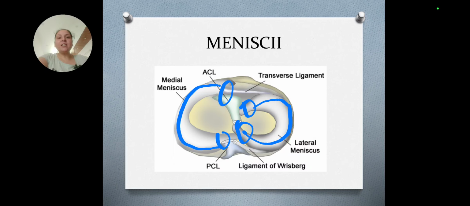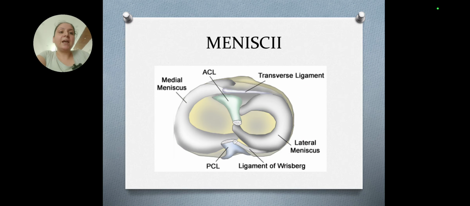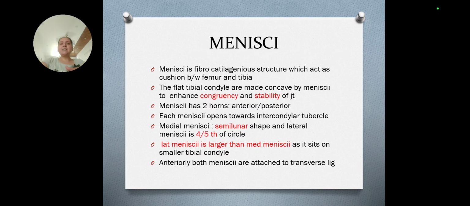Fine. And if you can see, on the anterior surface, it is supported by a transverse ligament. So these are the important structures. I am telling this again: the medial meniscus is semi-lunar in shape, the lateral meniscus is 4/5 of a circle. They have anterior and posterior horns, which open towards the intertubercular prominence, and anteriorly the horns are supported by a transverse ligament. Fine. And you can go through this yourself.